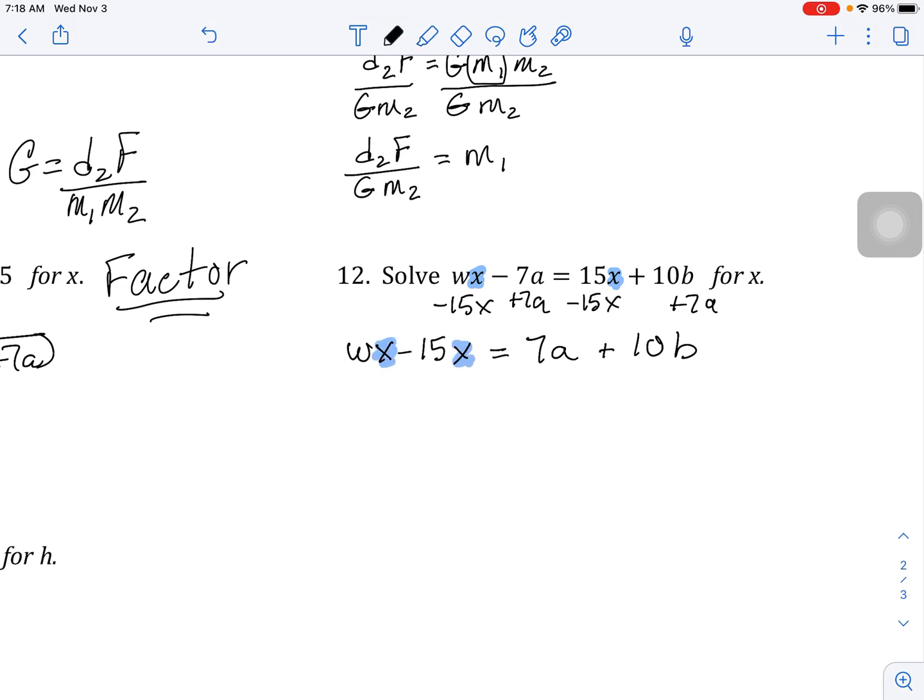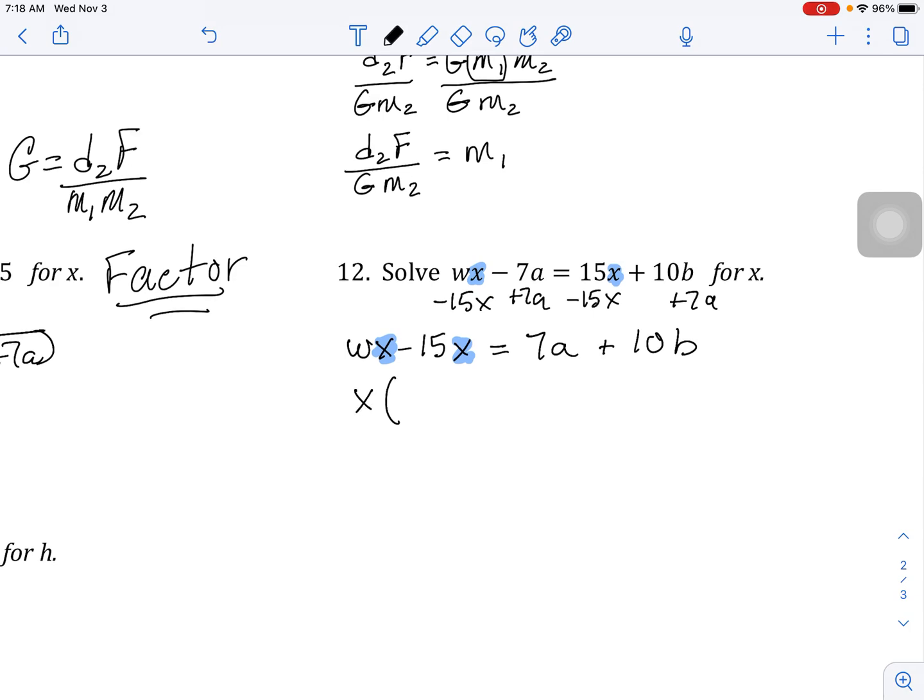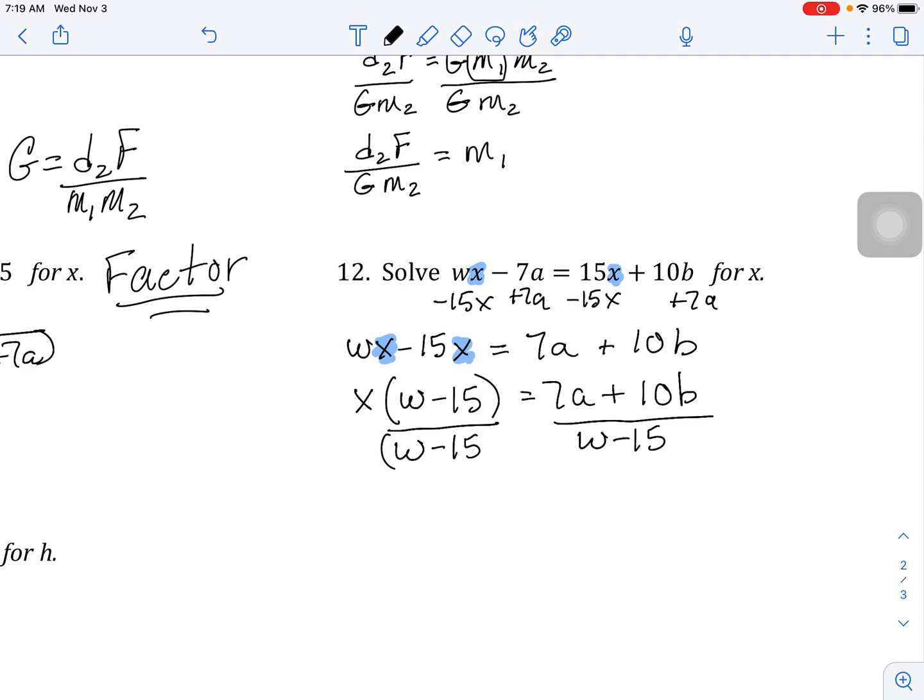All right, now look, I cannot add those two terms together. You cannot add a wx and a 15x. They're not like terms. But what I can do is pull the x out. Factor as if it were the GCF. That's going to leave me with w minus 15. Now you're going to divide by what's in front of the x, or next to the x, I should say. Put parentheses, don't put parentheses, it doesn't matter. And you're going to have, look, those divide away. You're going to get x equals 7a plus 10b over w minus 15.